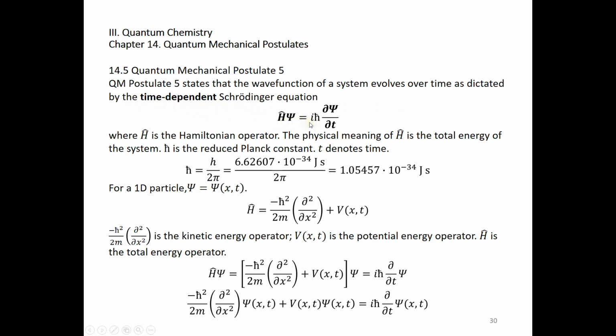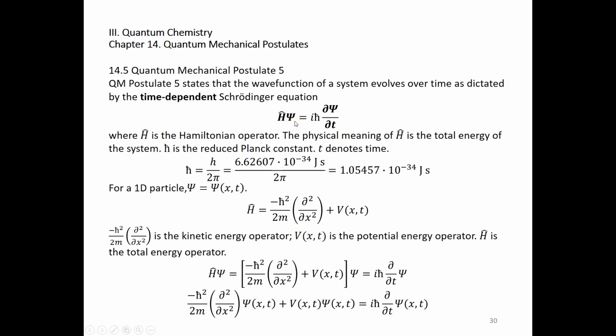H psi equals i h bar delta psi over delta t. H is the Hamiltonian operator. It's the sum of the kinetic energy operator and potential energy operator. Therefore, the physical meaning of H is the total energy of the system.